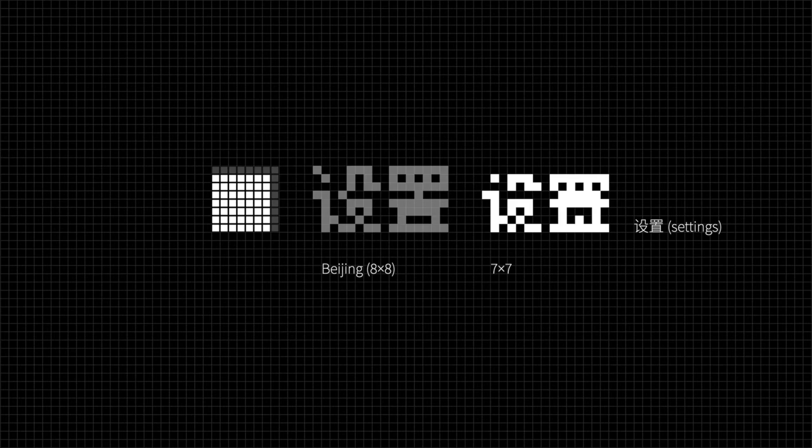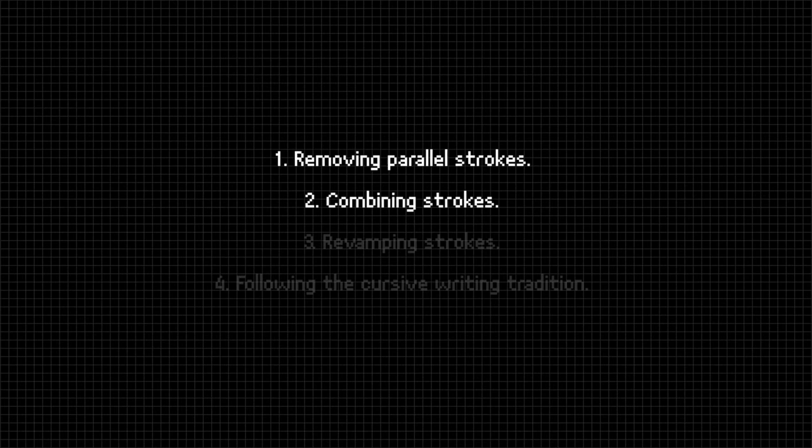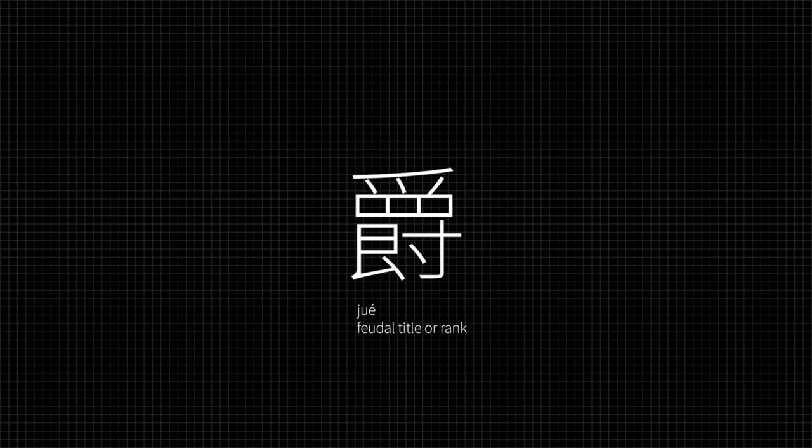Now let's take a closer look at how I treated these characters. Basically, I followed the same methods as SPTS, reducing parallel strokes, combining structures, so on and so forth. I tried my best not to revamp the strokes or use cursive forms in order to ensure every character looks just as a standard written Hanzi. The simplification was massive though. For example, look at this Jue.